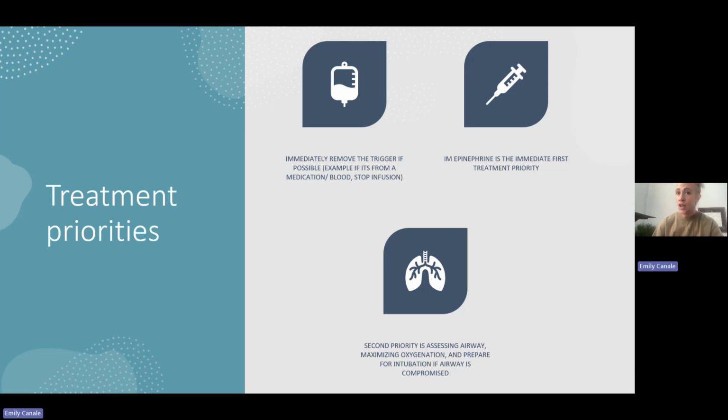But it could be unknown what caused the allergy. So the removal might not be possible. So you may have to make the patient vomit. I'm sorry, you wouldn't want to make them vomit. You might have to do a suction, a tube or something. But IM epinephrine is your treatment priority.